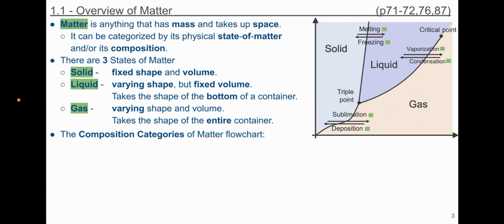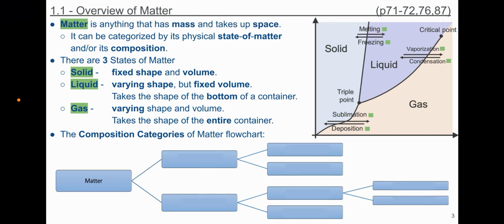We can also talk about matter and its categories based on composition, and I'm going to show you those as a flow chart to start off. So matter can be organized as pure substances, and those can be broken down into elements or compounds, or mixtures as the other side of how we can organize matter. Heterogeneous or homogeneous mixtures, and then breaking down homogeneous mixtures even more, alloys and solutions.